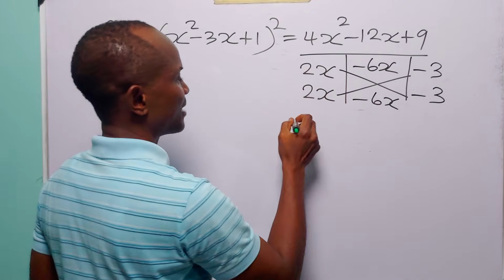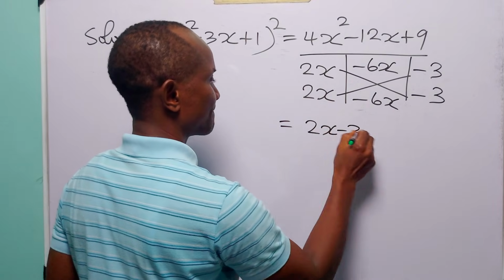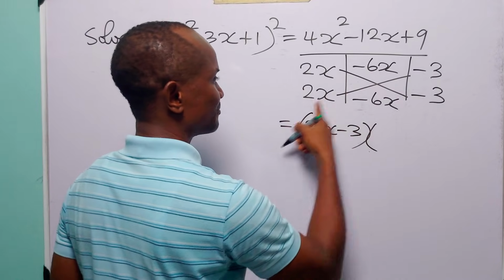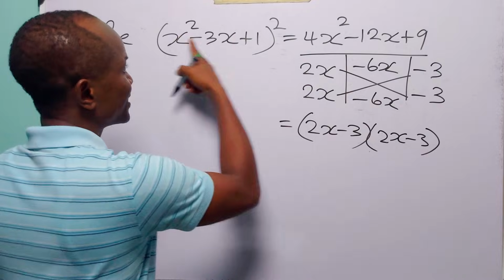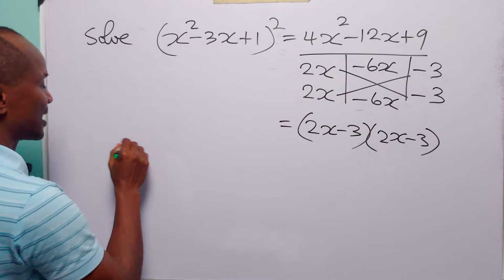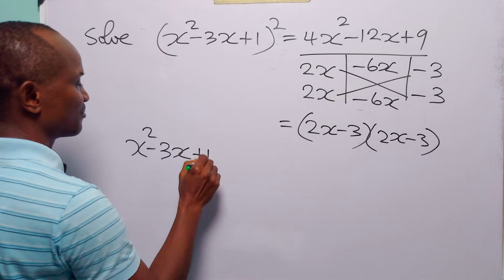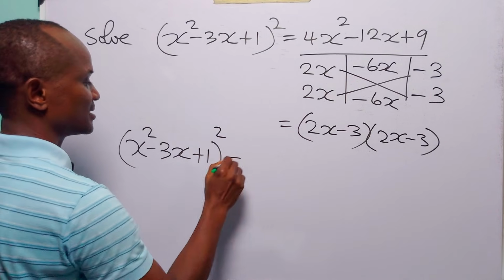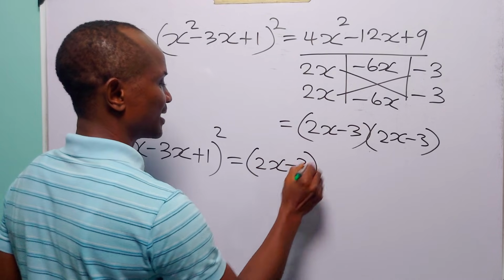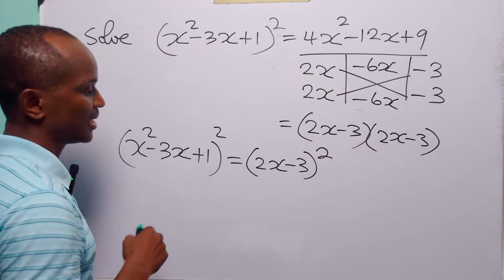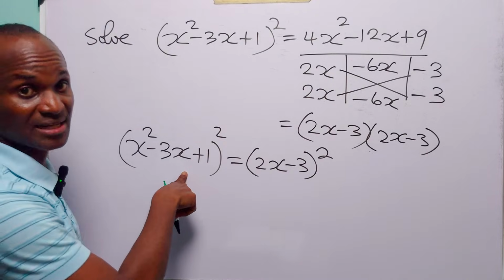So we have that this can be factorized as 2x minus 3 multiplied by 2x minus 3. So we can rewrite the original equation as x squared minus 3x plus 1 squared is equal to 2x minus 3 squared. Now, the next thing we are going to do is that we will move this term over to the left-hand side.